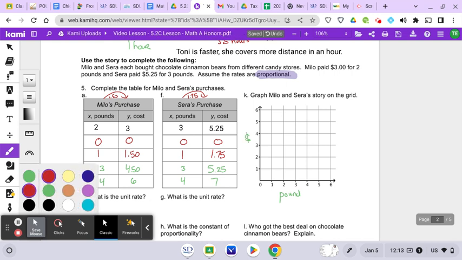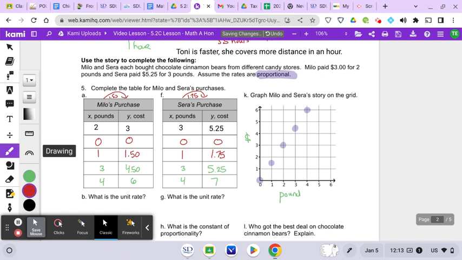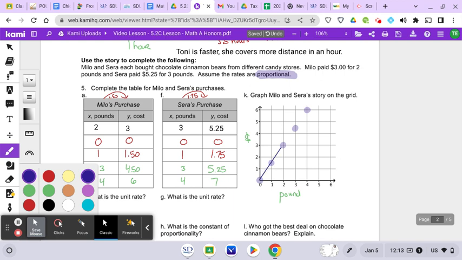Okay, so I'm going to go ahead and do Milo's points first. So they pay nothing for 0, and then 1 is 1.50, and 2 is $3, and 3 is 4.50. Again, this should be making a straight line. So if you get a curve, you know you did something wrong because you know you're supposed to be proportional. And hold shift down. That helps you make straight lines while you're using your Chromebook, because we don't want to be sloppy on our graphs because later on that will hurt us if we are.